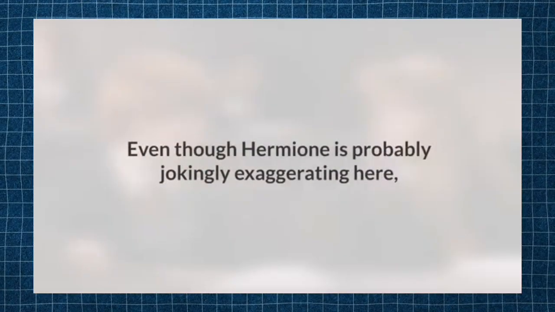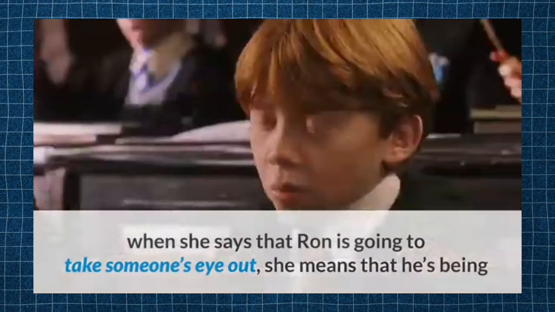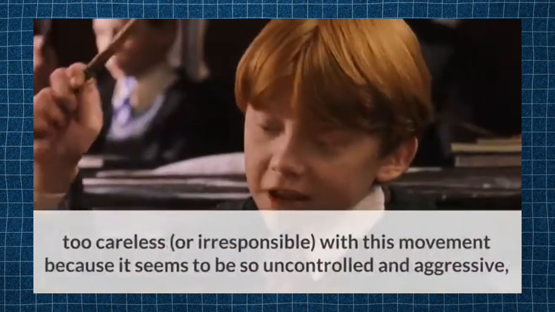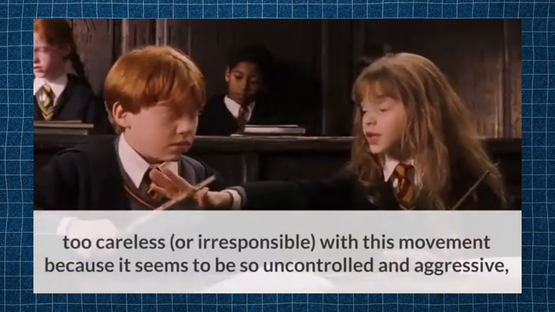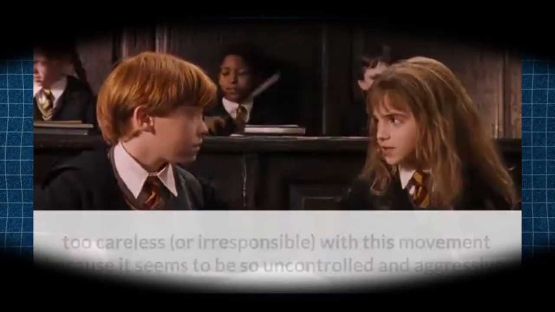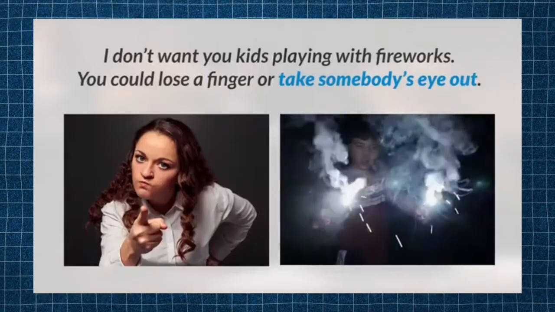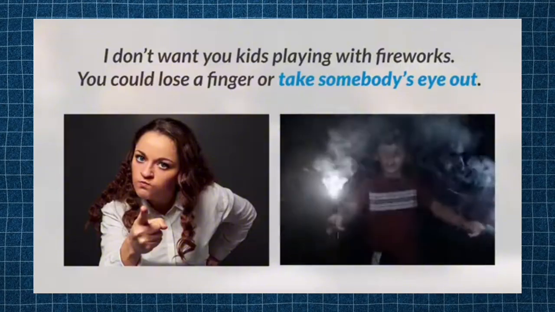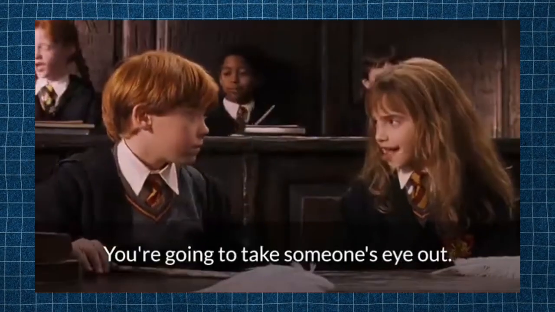Even though Hermione is probably jokingly exaggerating here, when she says that Ron is going to take someone's eye out, she means that he's being too careless or irresponsible with this movement because it seems so uncontrolled and aggressive that he will end up causing an accident and hurting somebody's eye. Example: I don't want you kids playing with fireworks. You could lose a finger or take somebody's eye out.